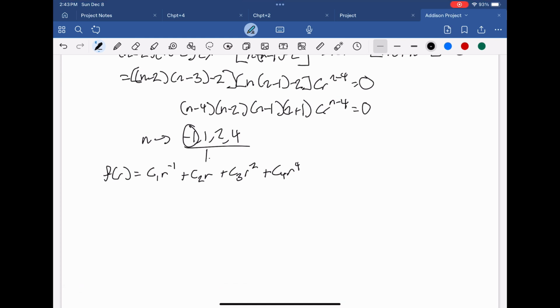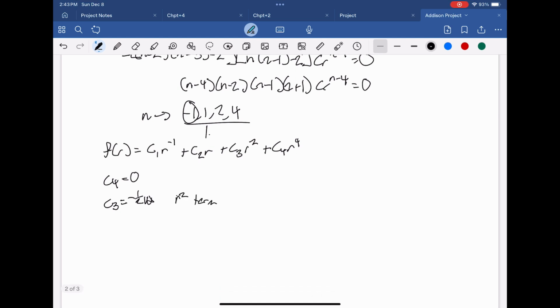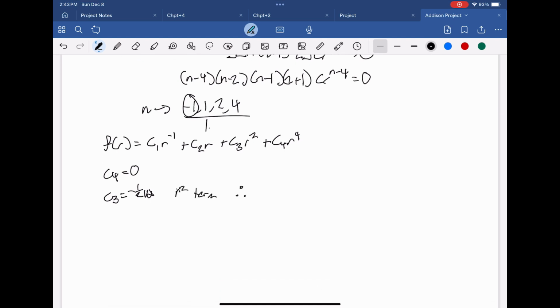We know that C4 must equal 0 because the phi equation does not contain an R to the 4th term. We also know that C3 must be equal to the -1/2 V infinity because the R squared term in the psi equation is going to be equal to the FR sine.